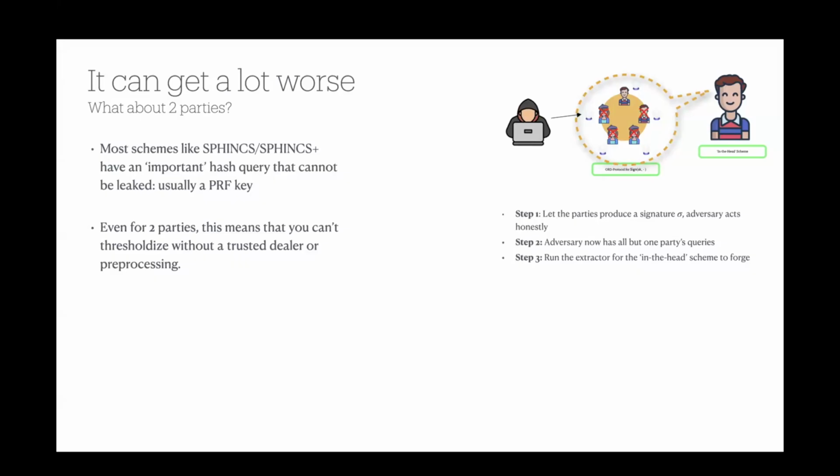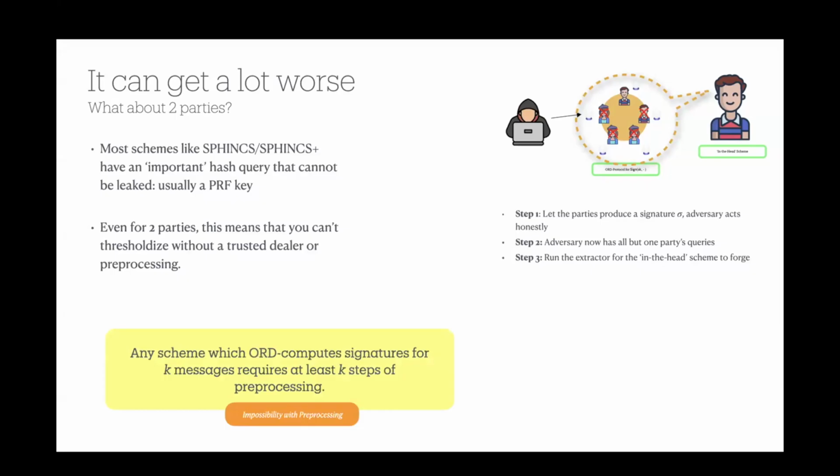So this means that even for two parties we have this problem. Previously we were considering signing for n parties, now we're just talking about two parties. Even in the case of two parties, something like Sphincs and Sphincs Plus, you cannot efficiently distribute it in this black box manner.